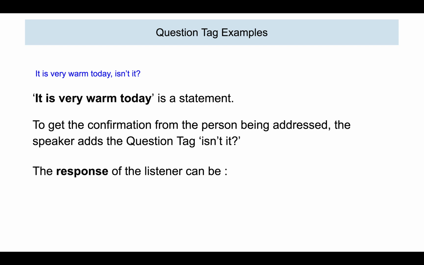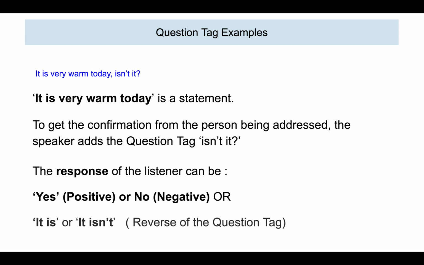Now, the response of the listener can be either yes, if he wants to give a positive reply, or no, if he wants to give a negative reply. Or, in this case, it can be a reversal of the question tag. Now, what is the question tag? Isn't it? So, you read it backwards. Either you say it isn't, or you can make it positive, it is. So, that is why it is called reverse of the question tag. So, the person who is being addressed has a choice. He either says yes or no, or he reverses the question tag.